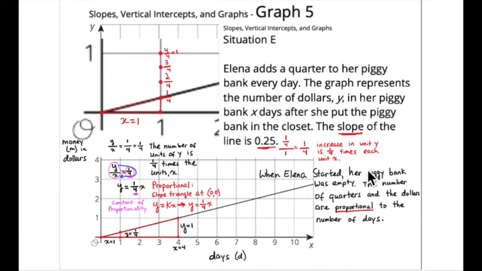All right, so she started her piggy bank. It was empty. Goes through 0, 0. There's no money in her piggy bank, so it's empty. She adds 1/4 each day. After a certain number of days, how much money does she have?